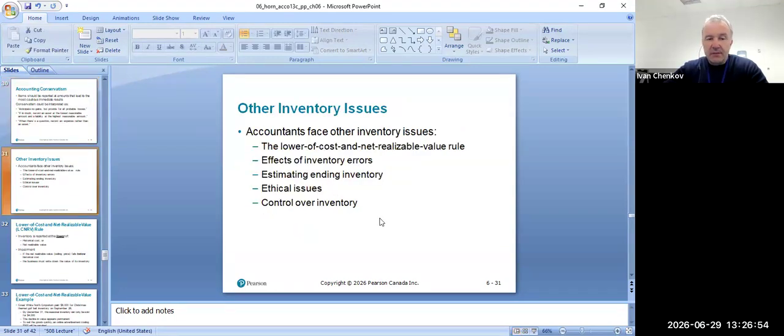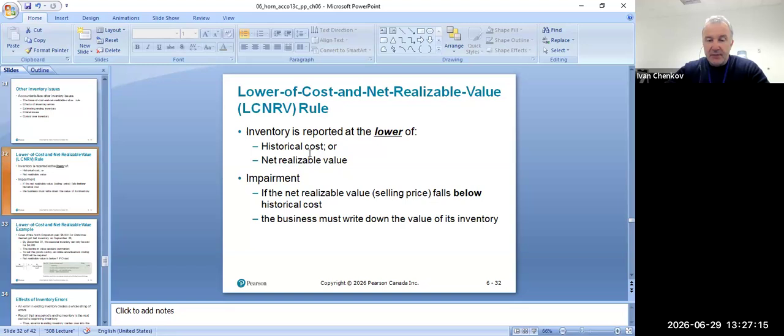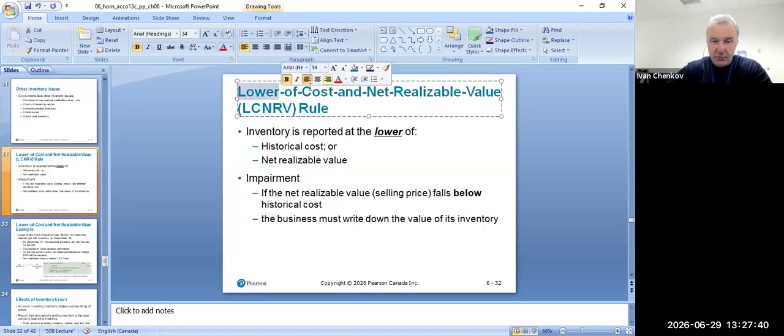Other issues we have to talk about are the lower of cost or net realizable value for the inventory. Again, once you feel that the inventory is overpriced, you have to lower it to the lower of cost or net realizable value. Then there are the effect of inventory errors, estimating ending inventory, and ethical issues. I'm going to leave net realizable value for the intermediate accounting people when they come and chase you for it. The only thing I want you to understand is that you have to choose the lower of two items. It seems like one term, but actually you're looking for the lower of two: the first is cost, and the second is net realizable value.